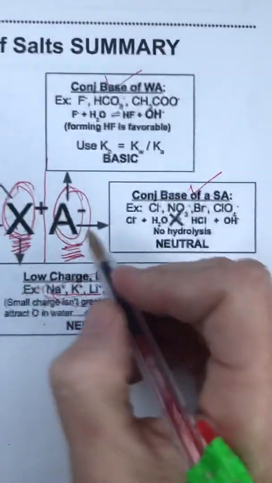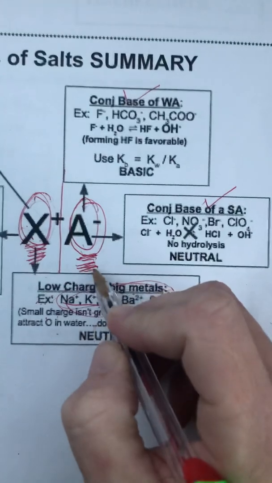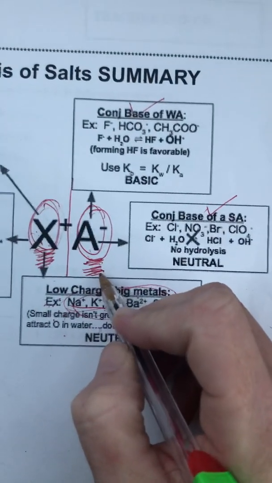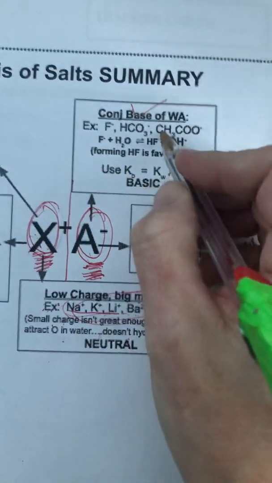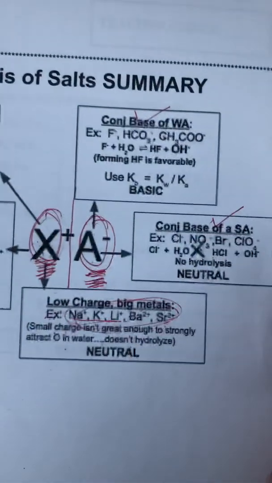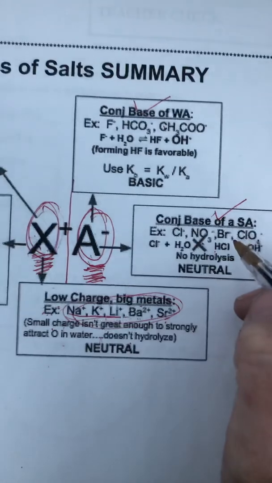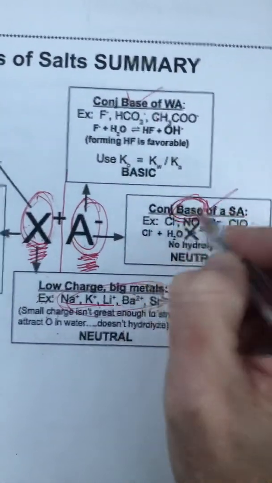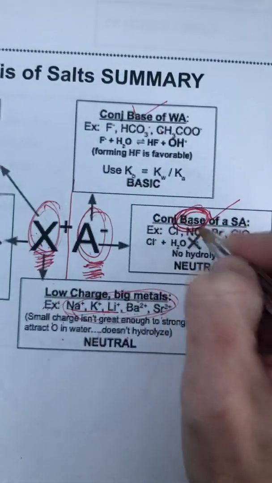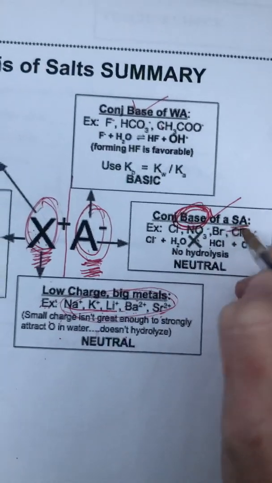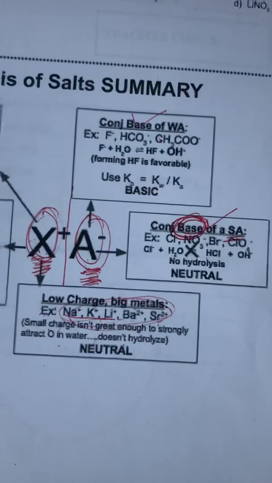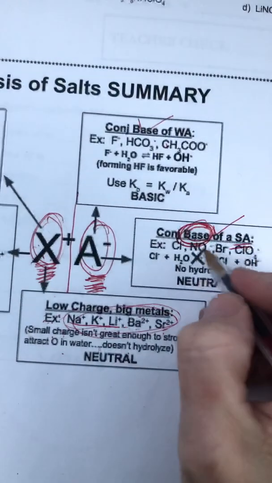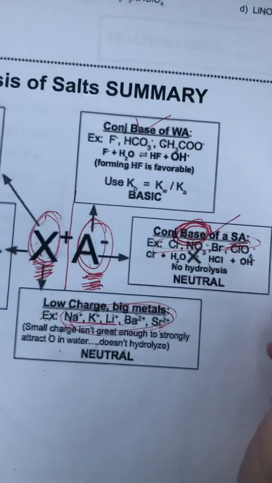Now with the anion, I think it's even easier. With the anion, you really only have two choices. It's either neutral or it's basic. Neutral: there are 6 choices because they're the conjugate bases, the anions, from the strong acids. There are 6 strong acids, so there are 6 conjugate bases from strong acids. These do not hydrolyze.